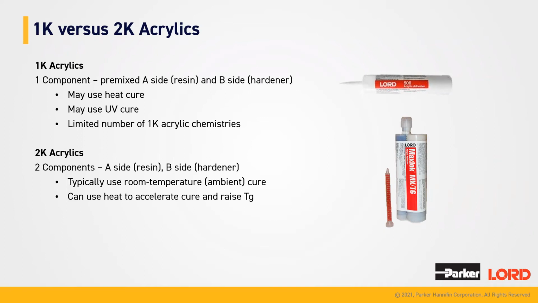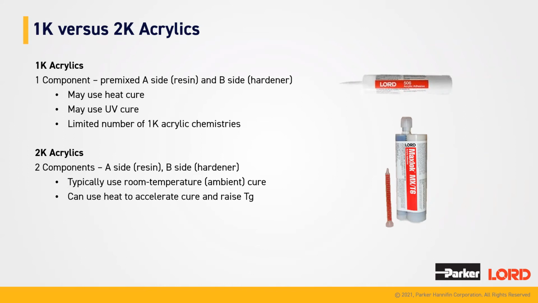Now, when it comes to acrylic 1K solutions, there are a limited number of options. So predominantly, the acrylic solutions that we offer are two component. So the resin as well as the hardener, so the A side and the B side, are stored separately. In the photo to the right, you can see that for the MaxLock MX-T6. You can see a dual barrel cartridge that houses the resin and the hardener. So typically these two component solutions are room temperature cures. So they cure at ambient temperature.